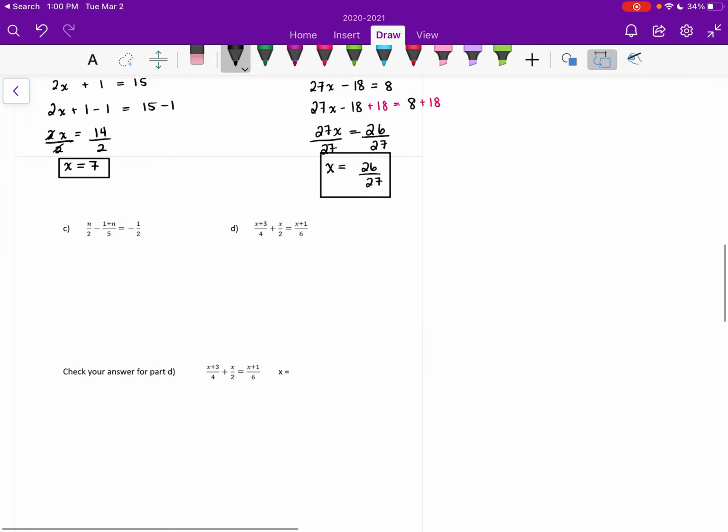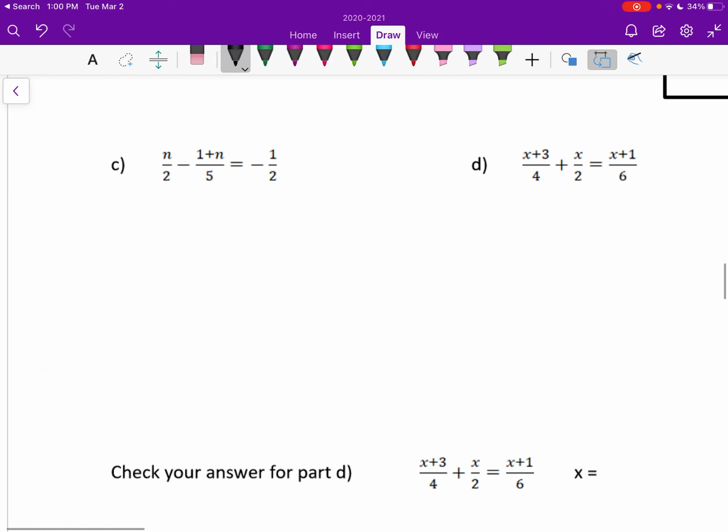Okay. Moving forward, let's go and do C. So if we have C, we're going to do n over 2 minus 1 plus n over 5. And you need to remember that this 1 plus n is in brackets, right? Equals negative 1 over 2, right?